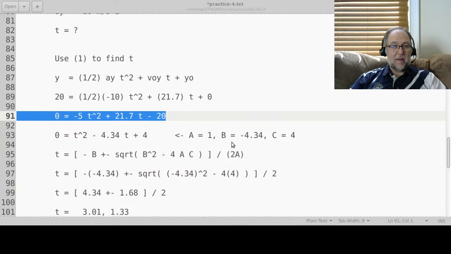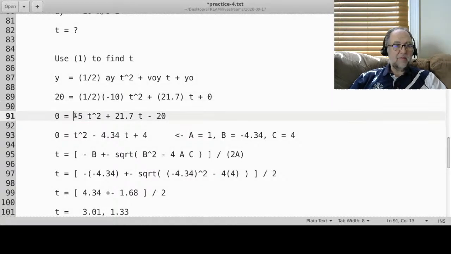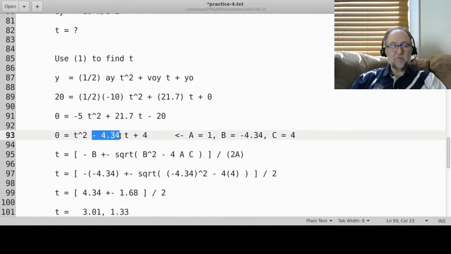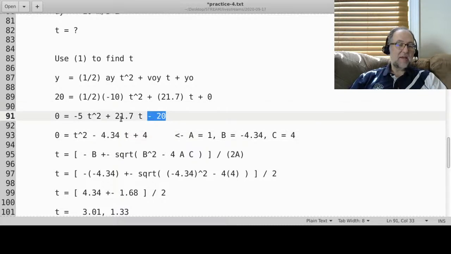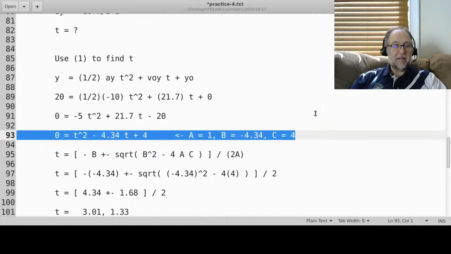Okay, you don't have to do that, but that's my preference, so that's what I did here. So, here's -5, and -5 divided by -5 is 1. So the coefficient in front of the t squared becomes 1. Here's positive 21.7 divided by -5, which is -4.34. And then -20 here divided by -5 is +4. Looking at that and identifying the coefficients, A is equal to 1, B is equal to -4.34, and C is equal to 4.